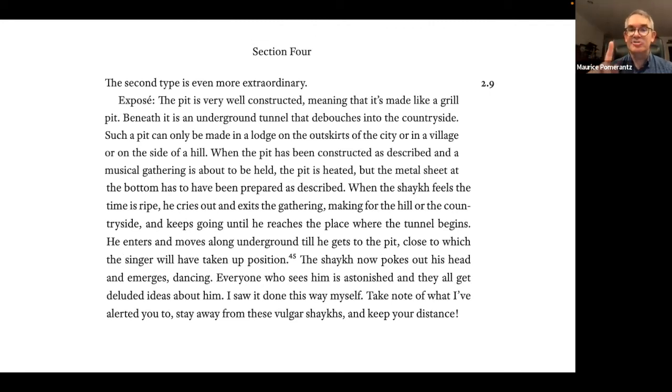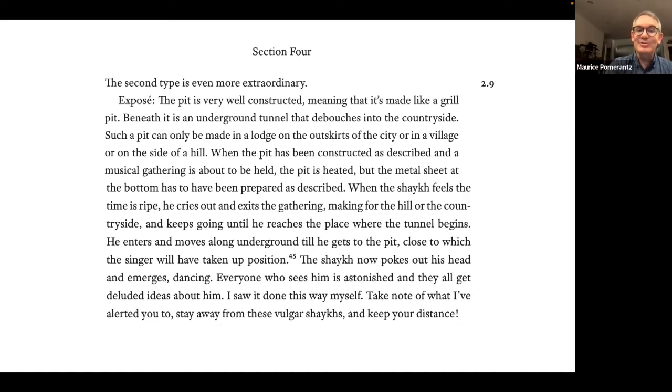The pit is very well constructed, meaning it's made of a grill pit. Beneath it is an underground tunnel, and this tunnel goes into the countryside. Such a pit can only be made in a lodge on the outskirts of the city, so you can't do it anywhere. The pit has been constructed as described, and a musical gathering is about to be held. The pit is heated, but the metal sheet at the bottom has to be prepared as described. When the sheikh feels the time is ripe, he cries out, exits the gathering, making for the hill or the countryside, and keeps going until he reaches the place where the tunnel begins.